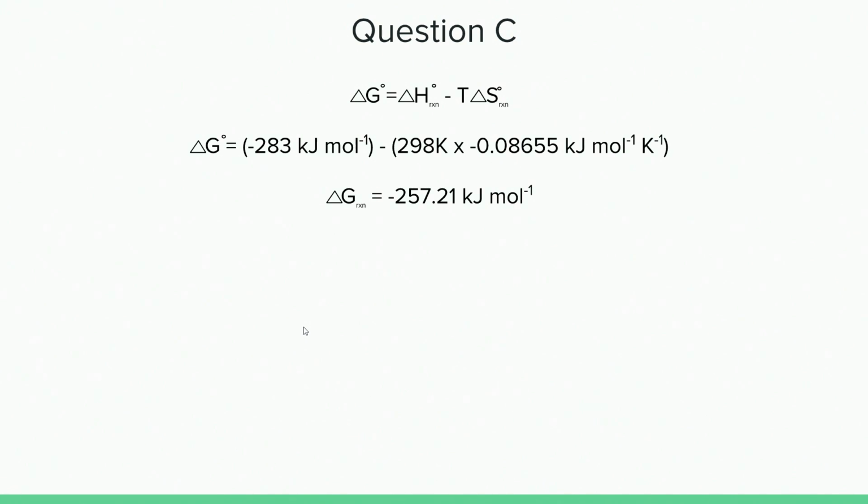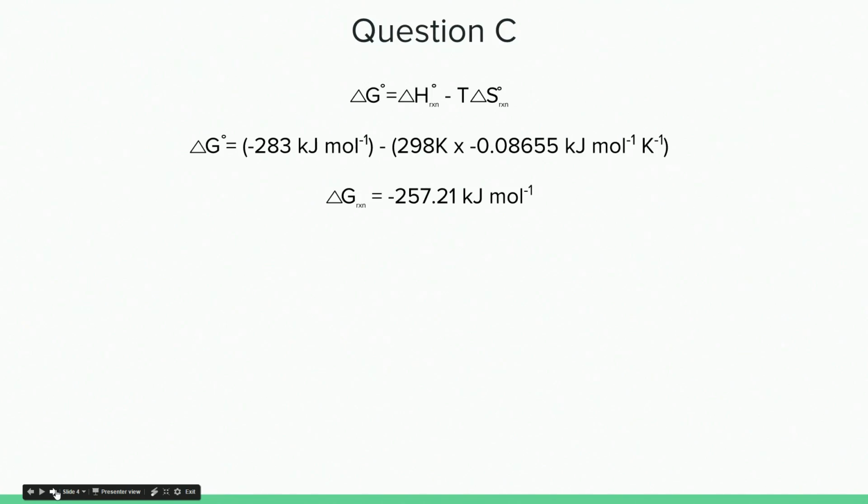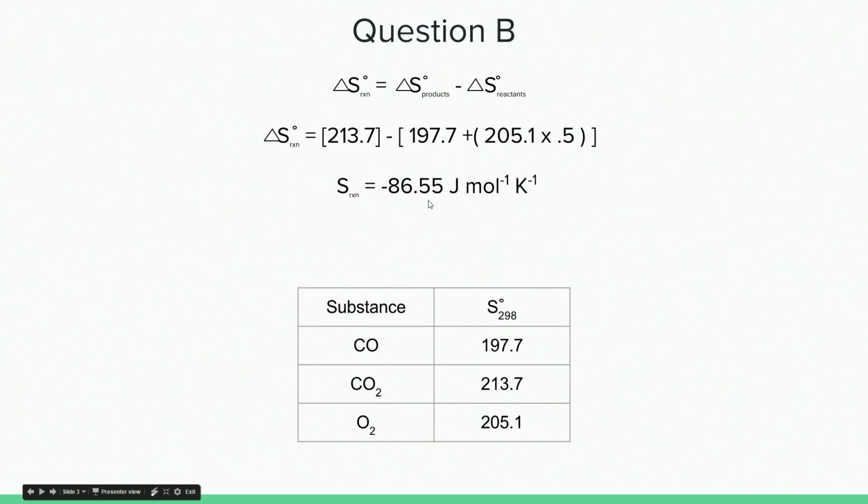Question C asks us to determine the free energy change for the reaction at 298 Kelvin. To do this, we have to use the equation delta G equals delta H of the reaction minus the temperature in Kelvin times the delta S of the reaction. So if we just plug everything in, it's negative 283 kilojoules per mole, and we calculated that right here, minus the temperature, which was given to us on the sheet, and it was 298 Kelvin. Then we times that by the delta S, and in question B we calculated 86.55.